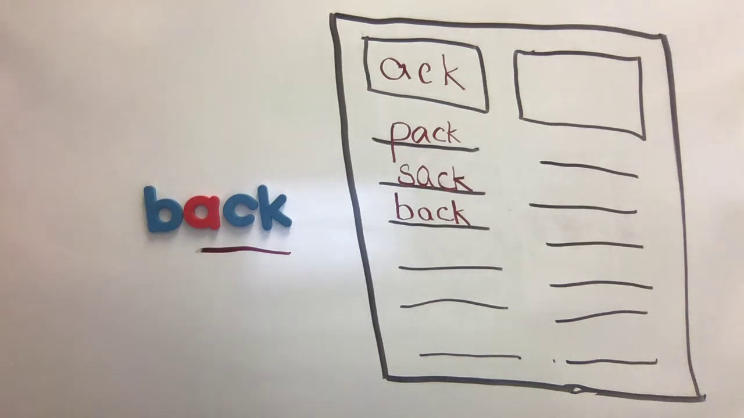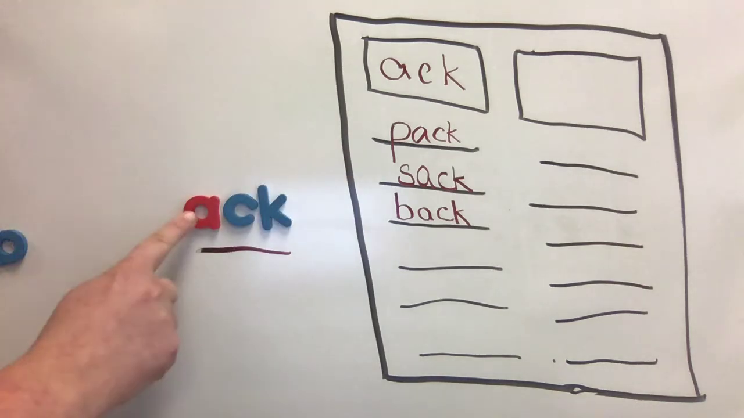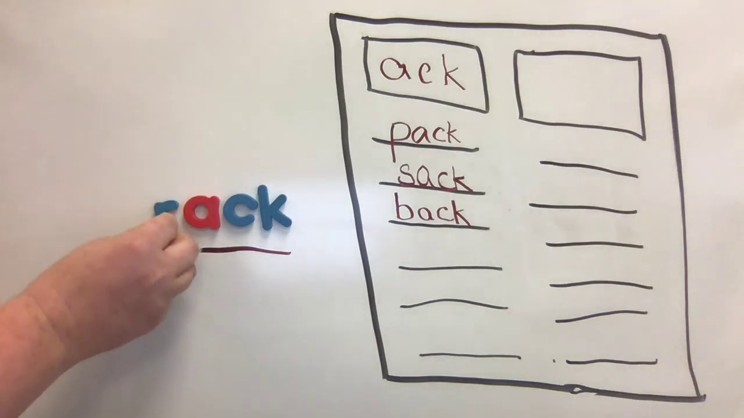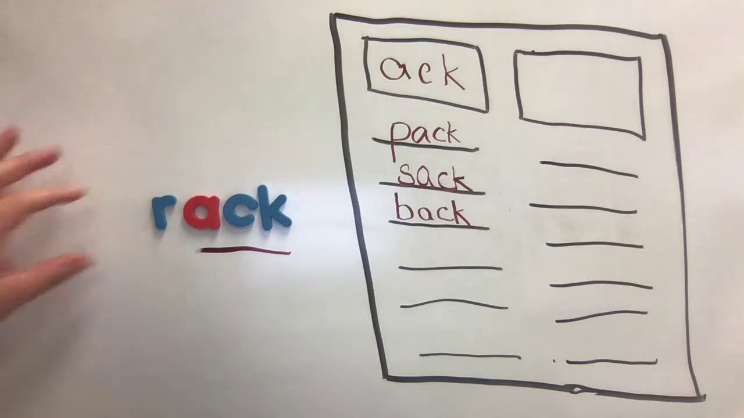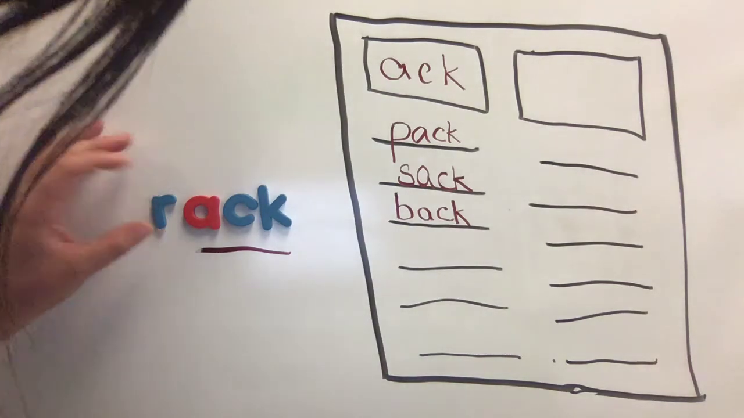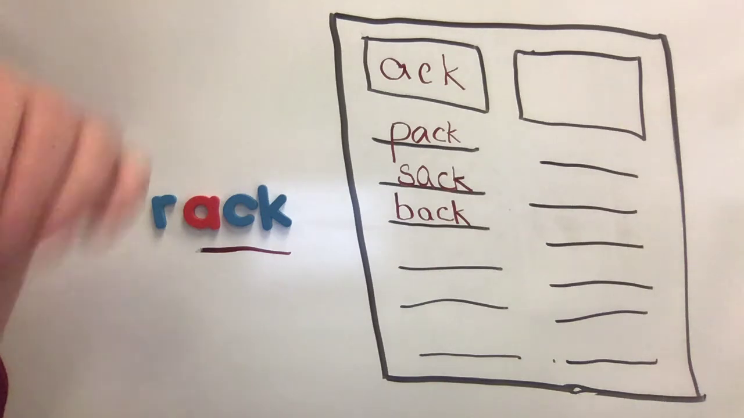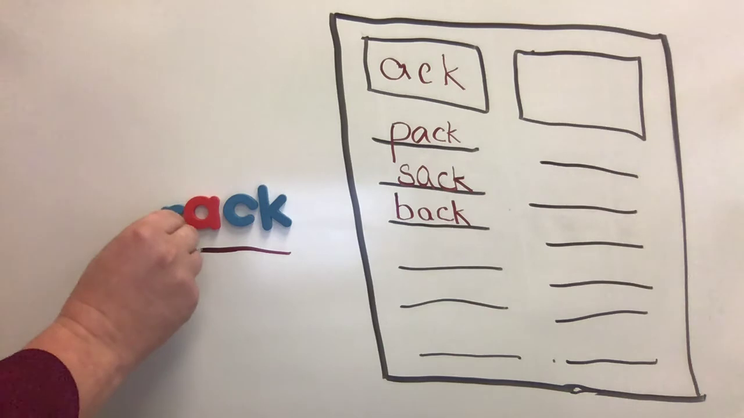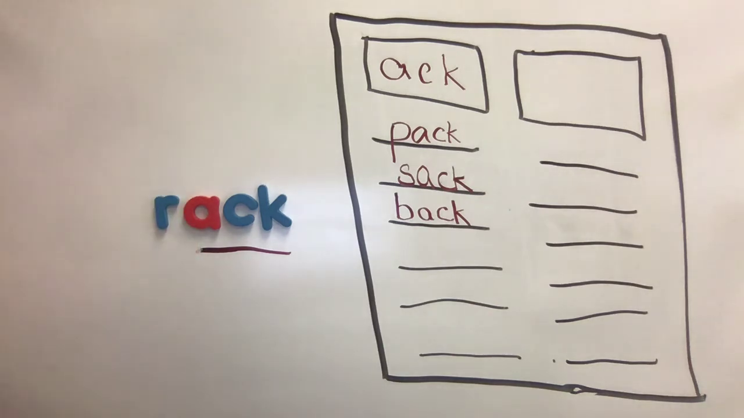Okay, we're going to find a word that rhymes with back and pack and sack. They all have the same ending sound, ack. Let's find another beginning sound so we can make another rhyming word. This is the beginning sound. Do you know? R, ring. All right, watch and listen as I sound out this new word.